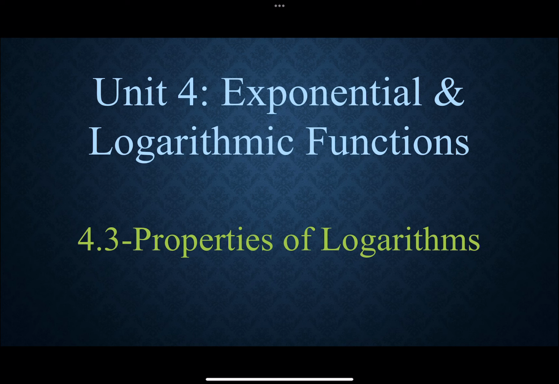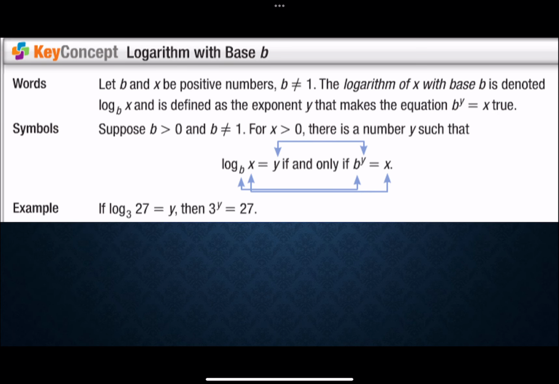So here we're talking about 4.3, the properties of logarithms. And again, as explored before, the idea of a logarithm is the inverse operation of the exponential. Noticing that log base b of x equals y is true if and only if we switch the x and y's, which is what's happening with an inverse function to begin with. b to the y equals x is the same thing as log base b of x equals y.